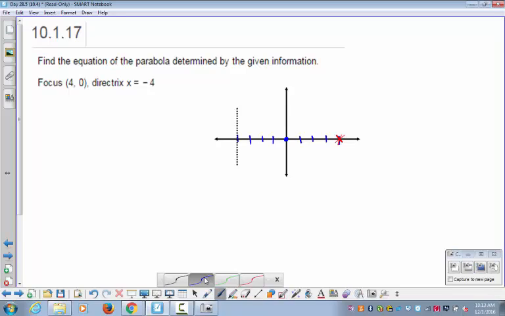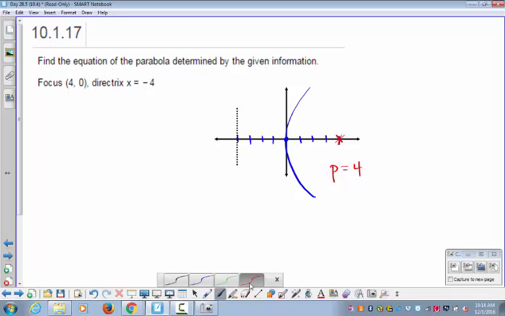The vertex has to be midway between the directrix and the focus. So the vertex has to be right there. Has to be at the origin. And the focus is always tucked inside the parabola, so we know that this opens to the right. We know that the parabola is going to open that direction. All right. What do we know about p? And is it positive or negative? Positive 4, right.